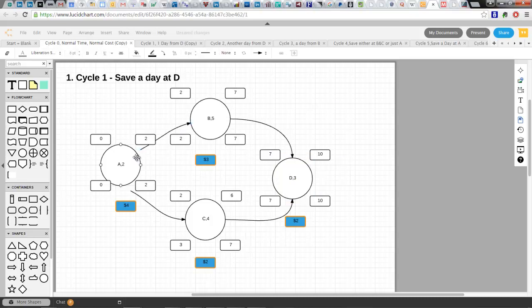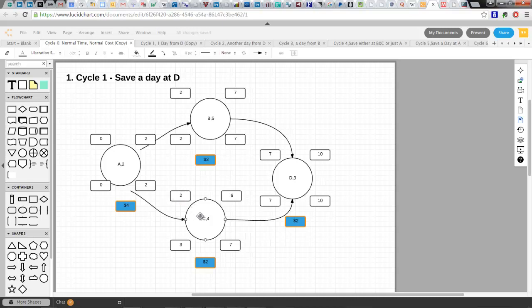If you go through this network, it takes 2 days to get through A. That's the 0 to 2. Starting at the second day, it takes 5 days to get through B. That's to the 7. 2 plus 5 is 7. And then D starts on the 7th day, takes 3 days, and ends on the 10th day. If we go through the southern route here, you're going to see you start on day 0, and it takes you to day 2.